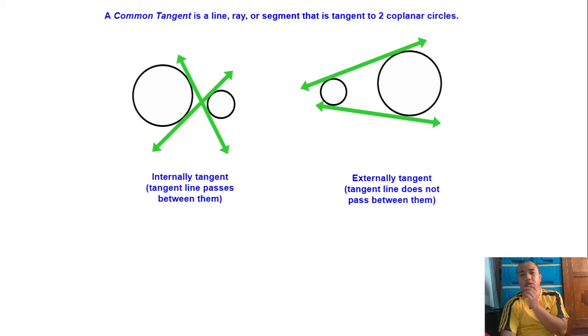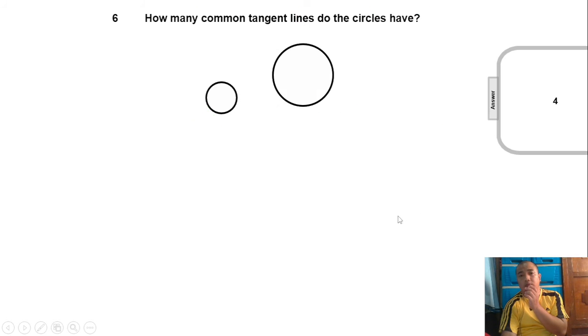The common tangent is a line, ray, or segment that is tangent to two coplanar circles. So we have here an internally tangent line that passes between them. And we have here also an externally tangent line that does not pass between them.